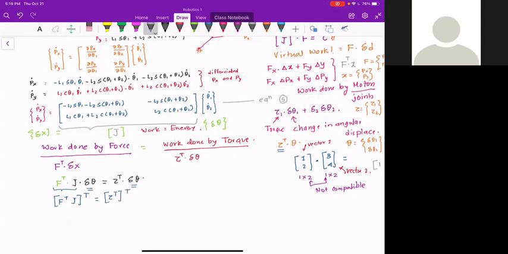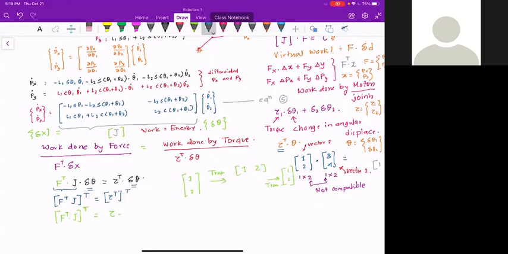If you have a vector, you transpose it and transpose it back, you get the vector itself. For example, if you start with 1 2, you transpose it, and transpose it again, you end up with 1 2. So now you have F transpose J, transposed, equal to tau.